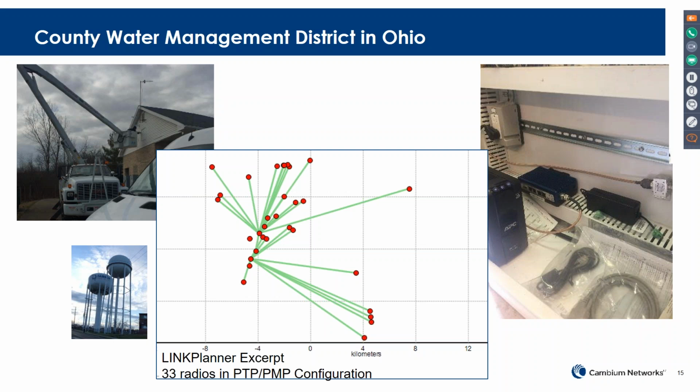You can see we set this up, and on the left-hand side you can see a bucket truck installing the radio device on the rooftop, which is very simple, right? You just need to put on a Yagi antenna there, and there you go. The radio is rail mountable, so you put it in an enclosure, and you're good to go.